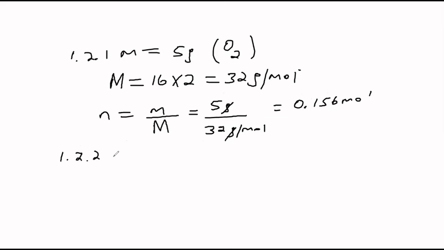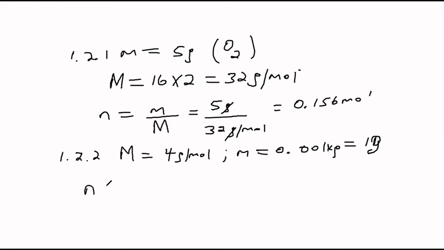We're looking for the number of moles now of helium. So what is the molar mass of helium? It is 4 grams per mole. So the mass here is given as 0.001 kilograms. We need to convert it into grams. We multiply it by 1,000, then we get 1 gram.